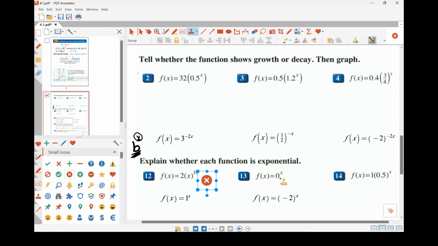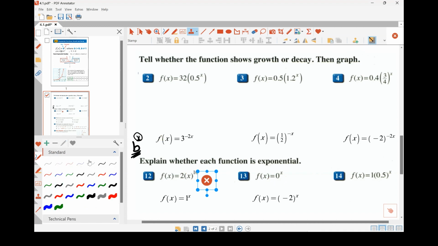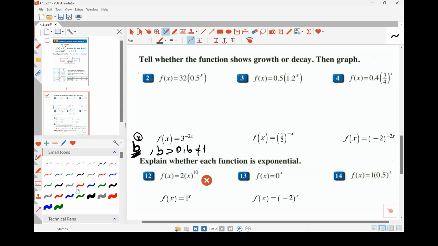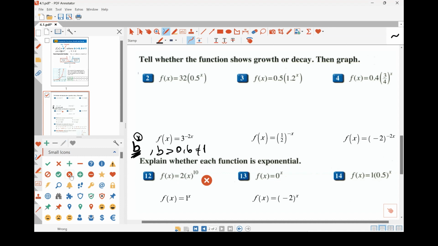What about 13? Let's take a look at the base. Base is 0, and we also know that b is a positive number other than 1. B is a positive number, but here our base is 0. It is not a positive number, so this is not true. This is not an exponential function.